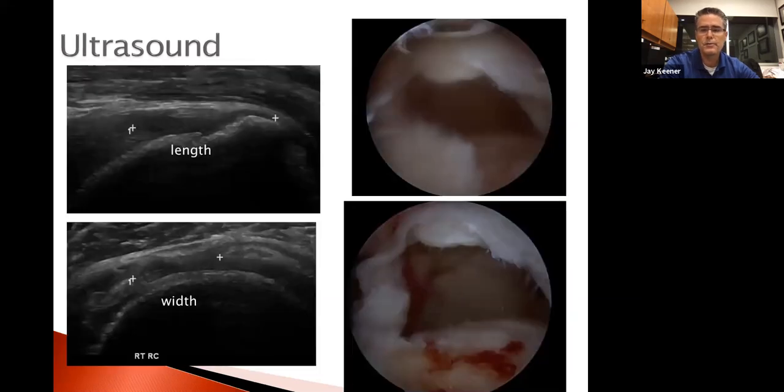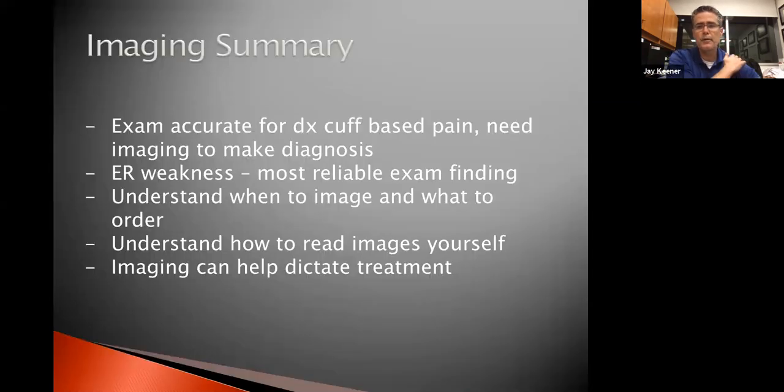So these are some OR pictures and ultrasound pictures of a rotator cuff tear. You can get precise linear measurements of the length, which is the coronal plane dimension of the tear, and the width from ultrasound. So in summary, with imaging, I think the exam, at least in my hands, is accurate to tell me if this patient has cuff-based pain. But as Jed said, you need imaging to make a diagnosis in the absence of weakness.